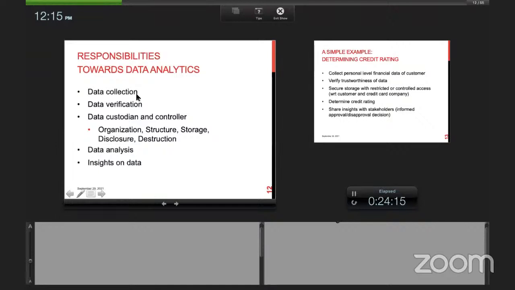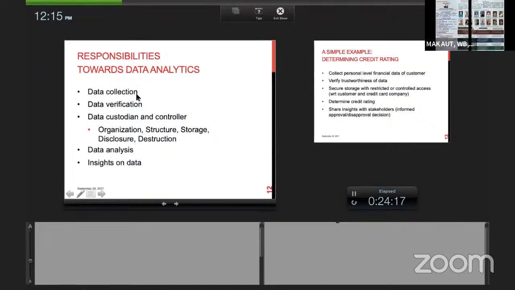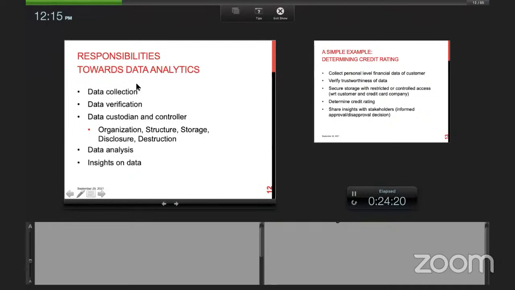Okay. So the data analytics phases, there will be many phases, many steps, and this will be a continuous thing, obviously. So we have the collection, data verification, and who is the custodian and the controller. So that means we have to organize the data, structure it, and then identify some storage to keep it, to whom it will be disclosed, or when it may be destroyed. All these things have to be the responsibilities of the data custodian and the controller.